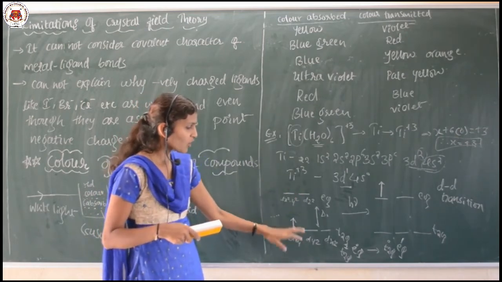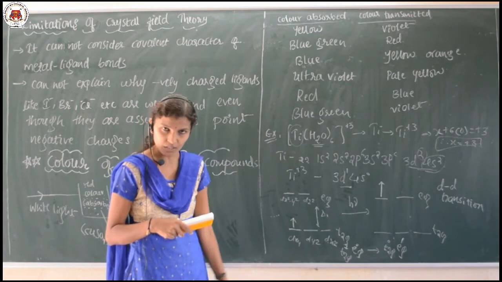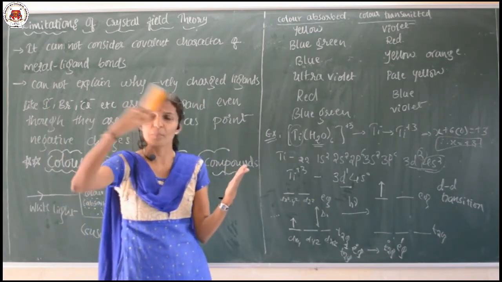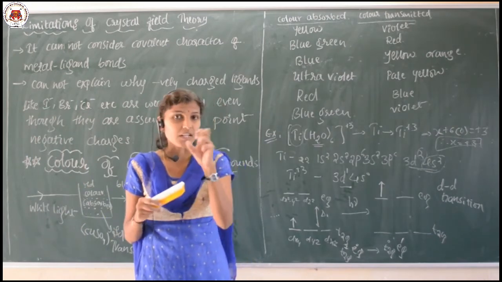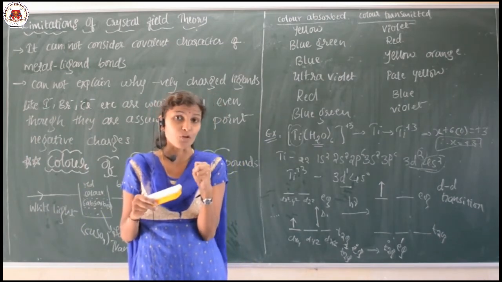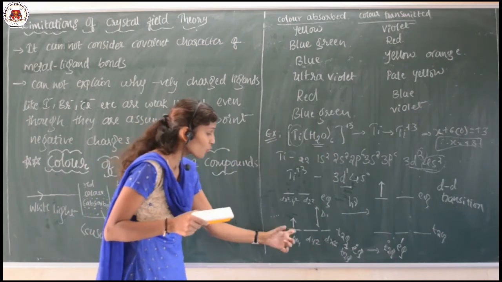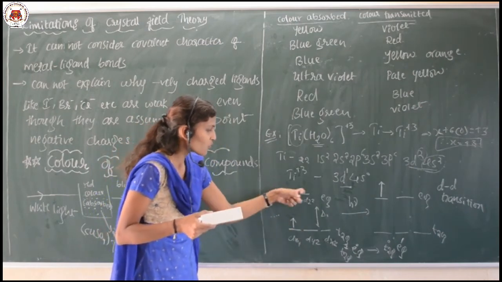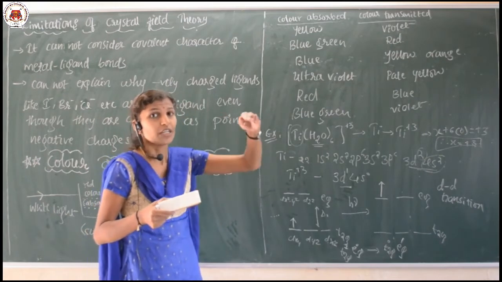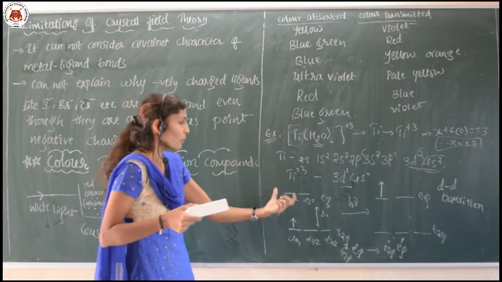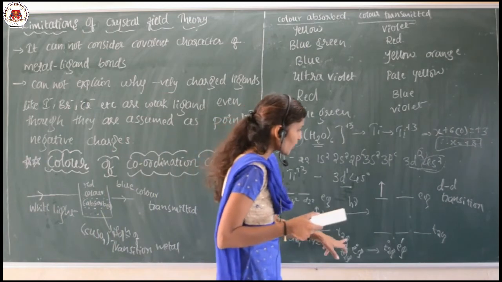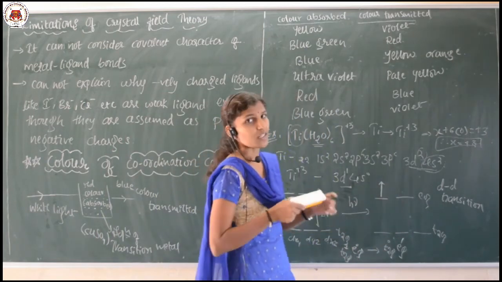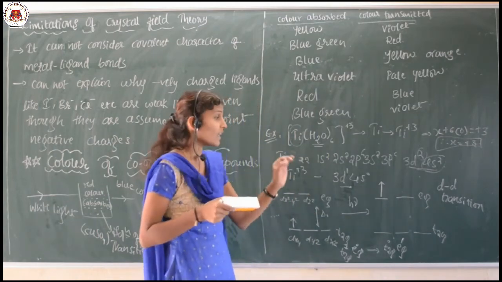When the splitting occurs, at that time the electron will be here only. When I am passing energy of h nu quantity, that is, we are passing the white light, certain electromagnetic radiations are absorbed, and that energy is transmitted to this electron. So there is a jumping of the electron, or you can say transition, meaning changing its place, from the t2g level to the eg level. This transition is known as dd transition.